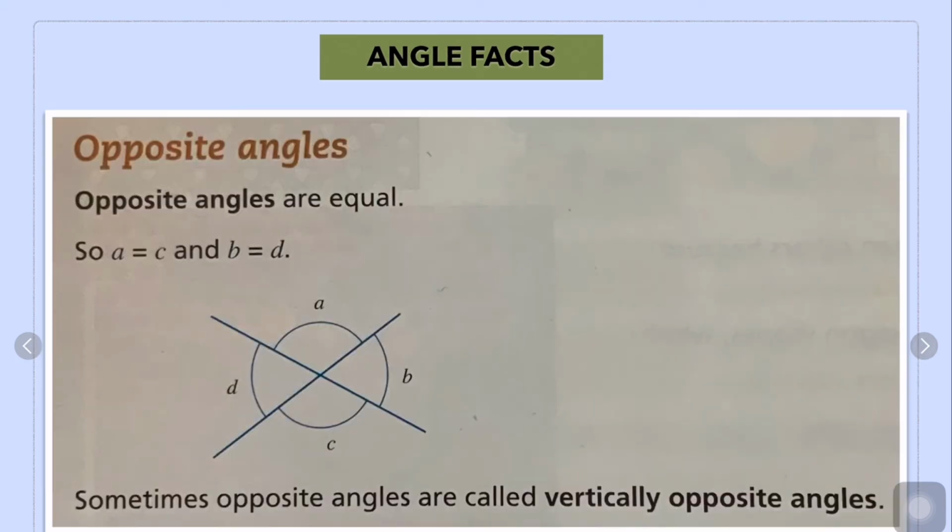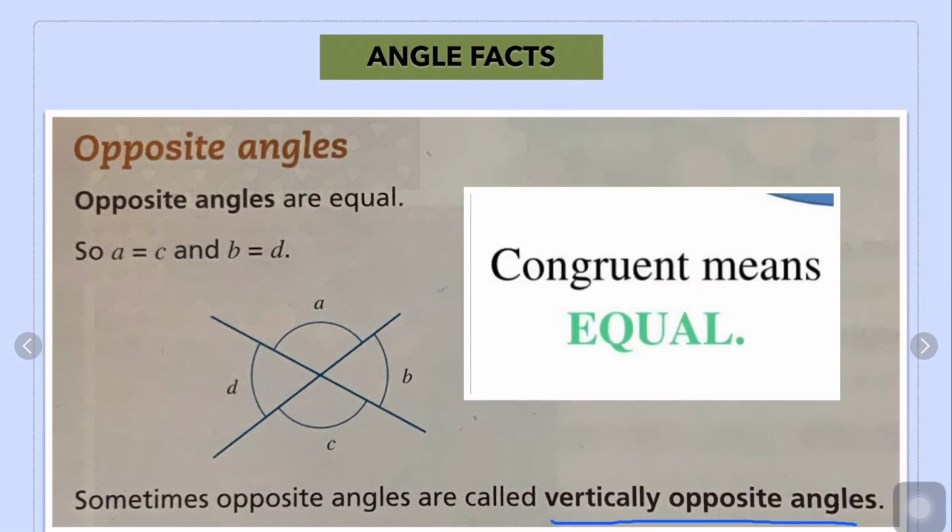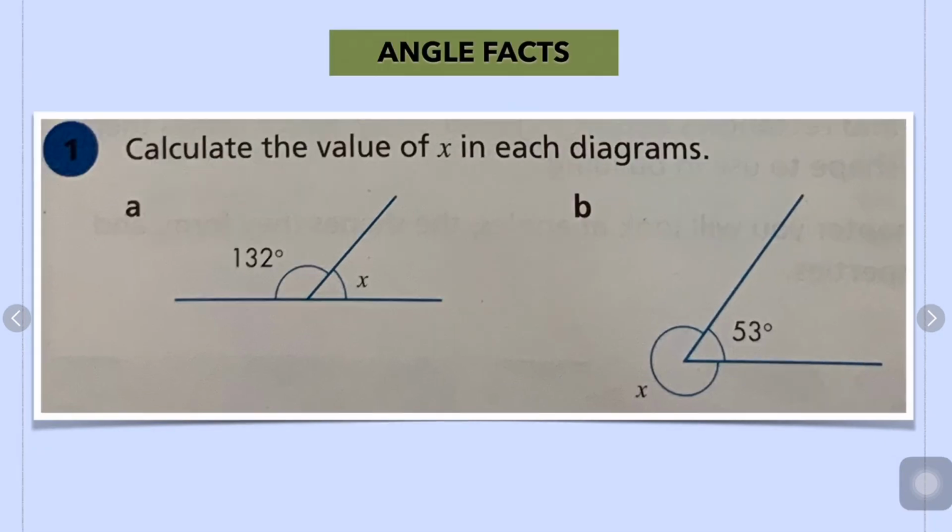Next one is opposite angles. When we say opposite angles, they are equal actually. So look at this in the illustration. We have A and C, which are opposite to each other. B and D are opposite, so they are equal. In other words, they are also what we call vertically opposite angles, and vertical angles are congruent, or we call it equal.